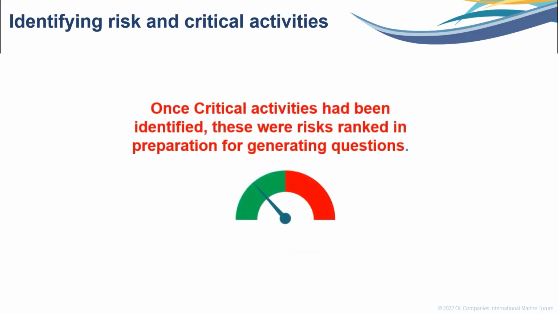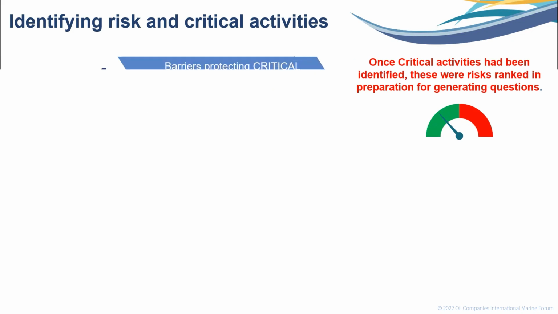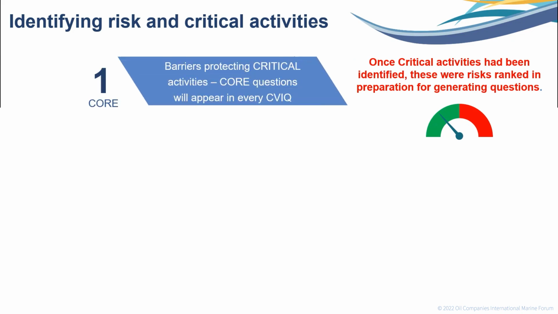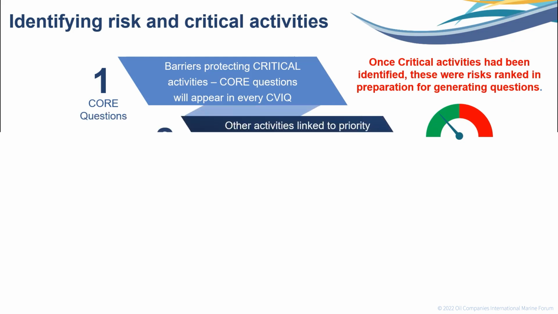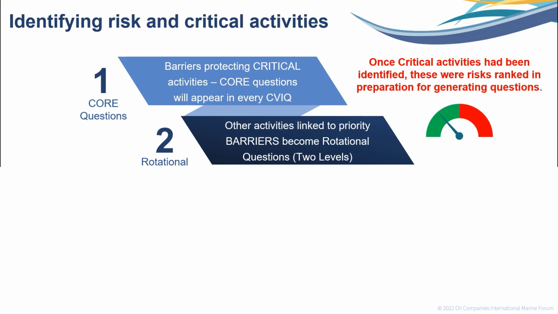This ranking of questions on the basis of risk allowed for each question to be assigned to the following categories. Core – questions that will be assigned to every inspection. These address barriers protecting critical activities. Rotational – questions that are non-core and are assigned to a vessel inspection in the following manner. Rotational 1 – every third inspection. Rotational 2 – every sixth inspection.